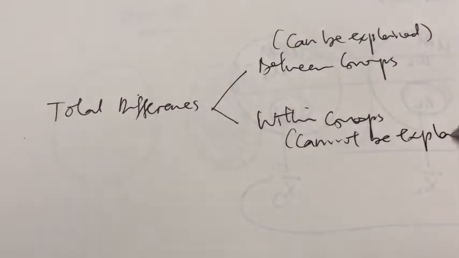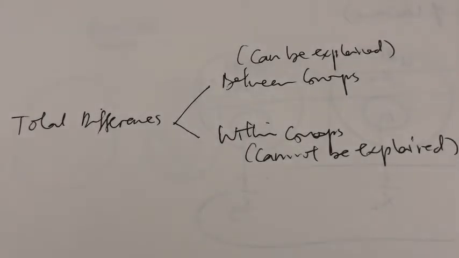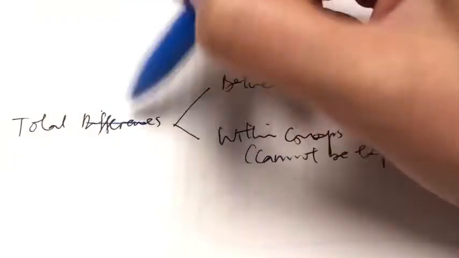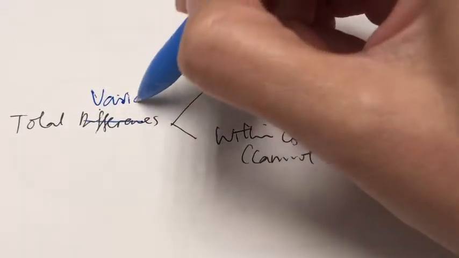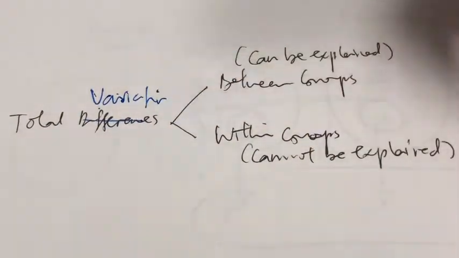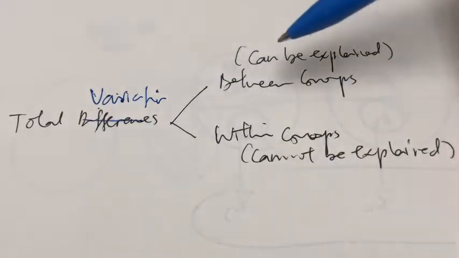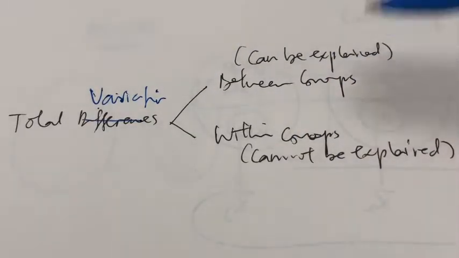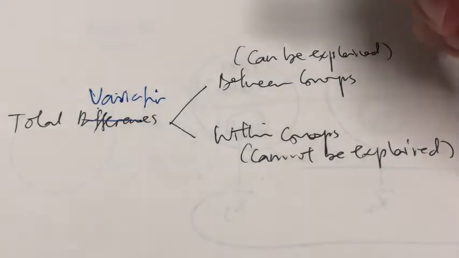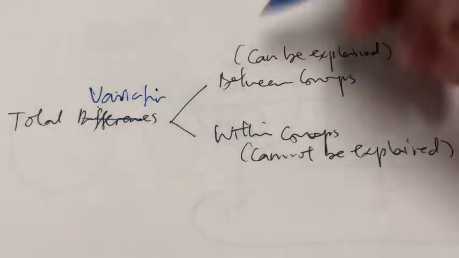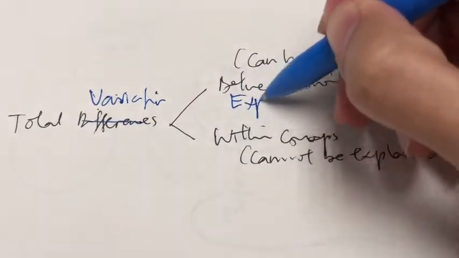Now, let's say we change the word. All of these differences, we change it to variation, because they mean the same thing. So in other words, the total variations can be divided into two, right? The variations between groups. So normally we write it as variations that can be explained, or explained.